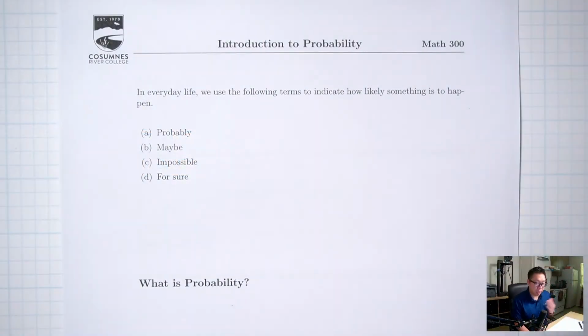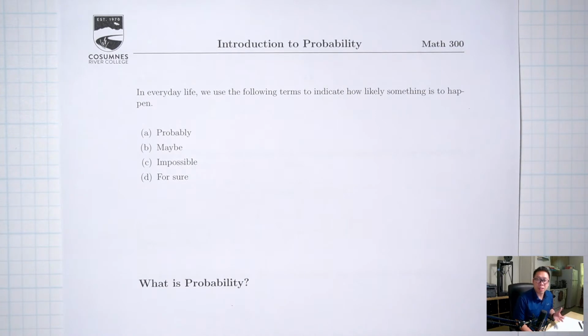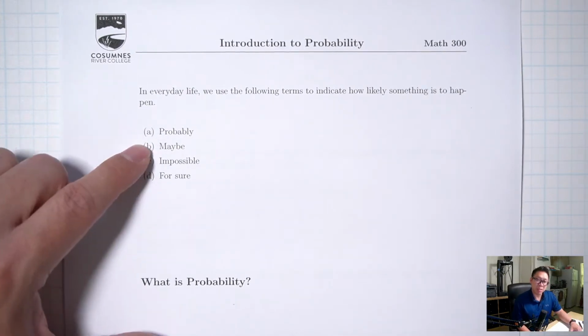Welcome back. Today we're starting a new topic, probability. So in everyday life, you probably have all used these terms here to communicate to somebody how likely something is to happen. If your friend asks you, hey, are you going to the gym today? You might respond with, probably, or maybe.